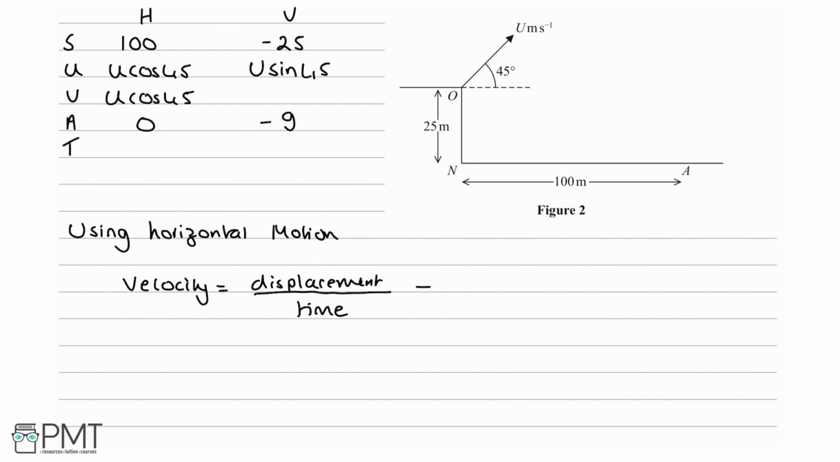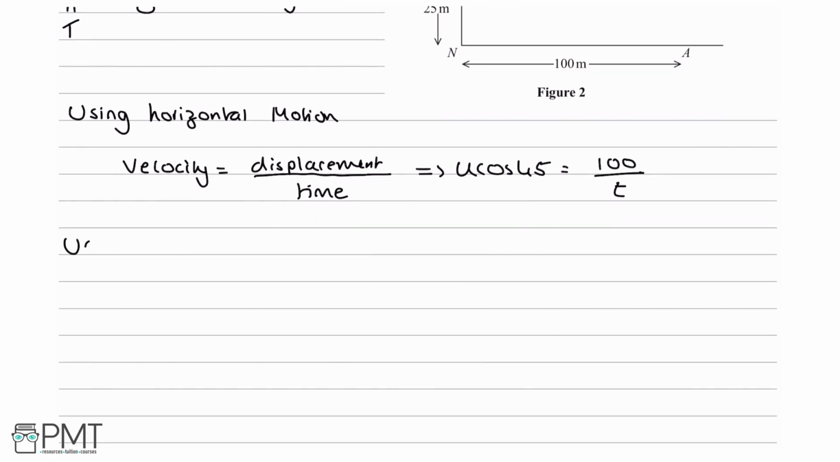We know our velocity is u cosine 45 because there's no acceleration for our horizontal component, which means we can use a constant acceleration formula where the acceleration is 0. So we would end up with u cosine 45 equals our displacement, 100, over our time period, which we don't know, so we're just going to write t. This is the only concrete equation we can derive from our horizontal projectile motion. Next, let's use our vertical motion.